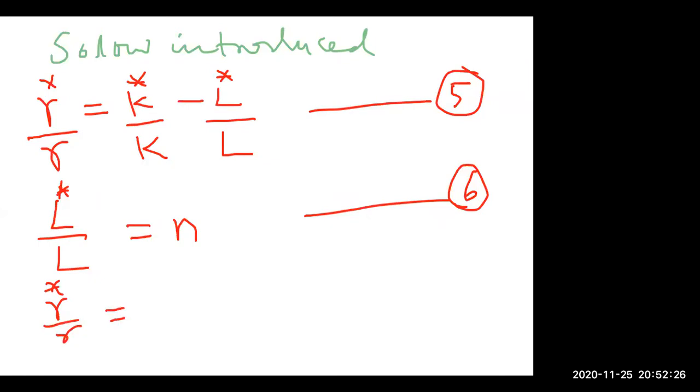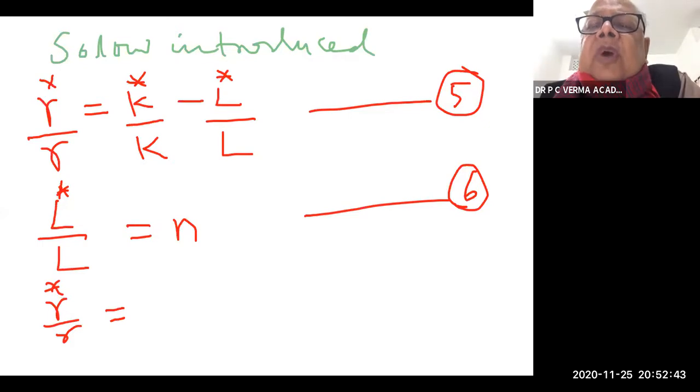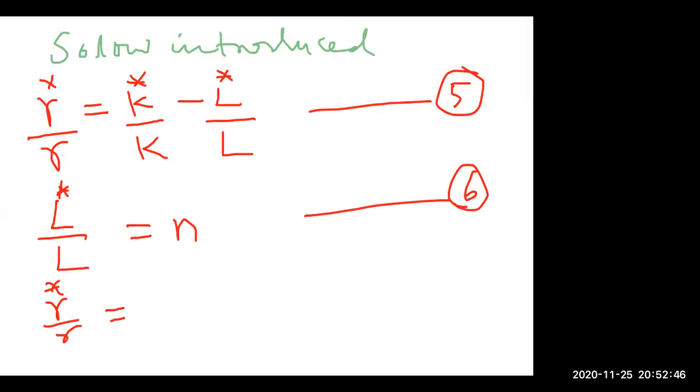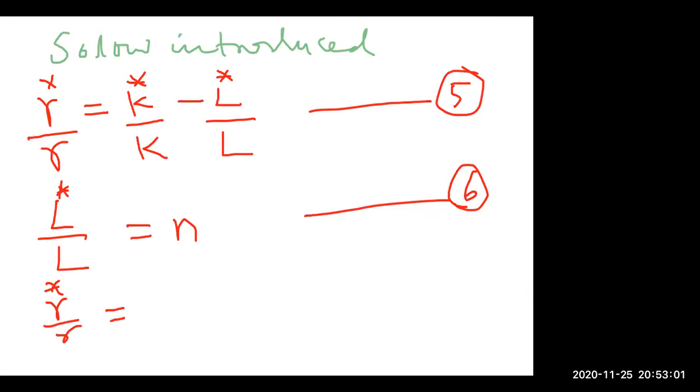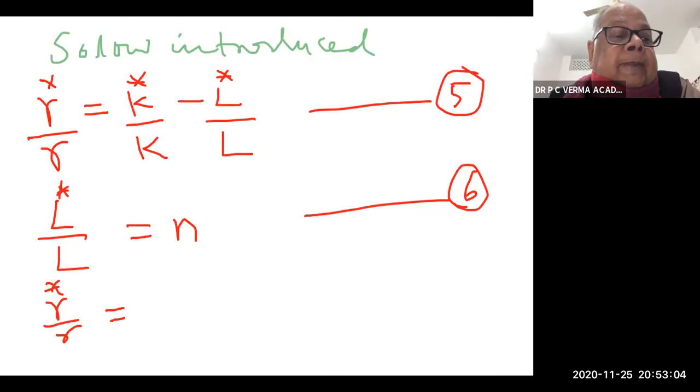Sir, one question. Why have we divided R, K, and L, those in optimum condition, by R, K, and L themselves? That is the ratio of actual and optimum: K star by K, L star by L, R star by R. This was introduced by Solow as an optimal condition to get the golden path of economic growth. Okay, now the condition will change.